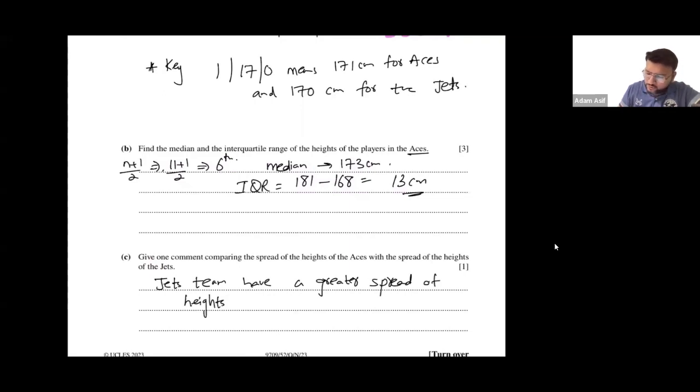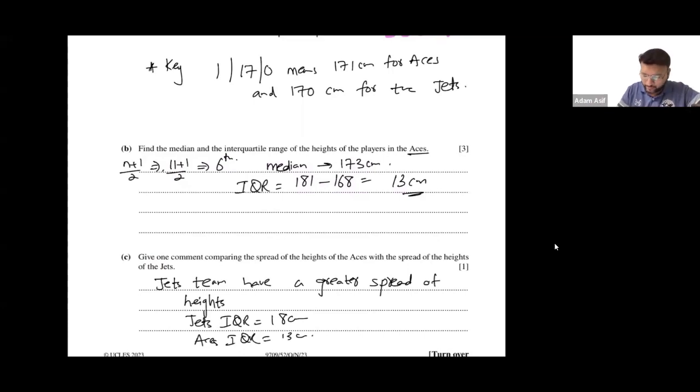And if it was a 2 mark question, then you could have given the reason. For example, Jets' IQR is 18 centimeters, Aces' IQR is 13 centimeters. So the greater the interquartile range, the more the spread.